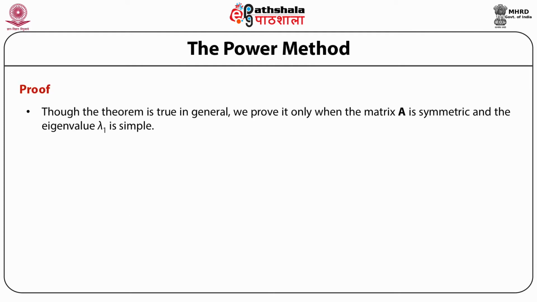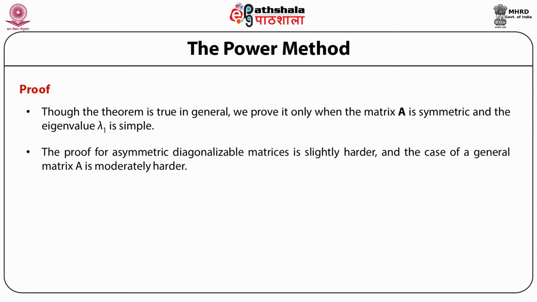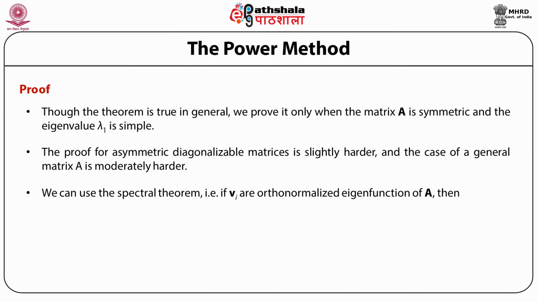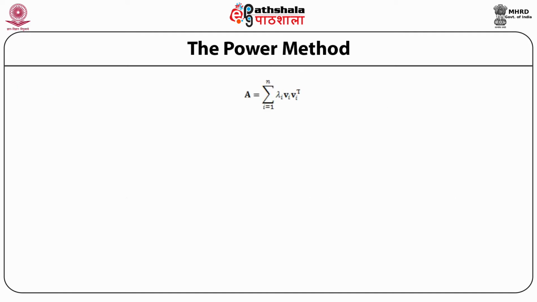Though the theorem is true in general, we prove it only when the matrix A is symmetric and the eigenvalue lambda 1 is simple. The proof for a symmetric diagonalizable matrix is slightly harder, and the case of a general matrix A is moderately harder. We can use the spectral theorem, that is, if vi are orthonormalized eigenvectors of A, then A equals the summation i equals 1 to n of lambda i vi vi transpose. By multiplying successively by A, we obtain A raised to power n equals the summation i equals 1 to n of lambda i raised to power n vi vi transpose.